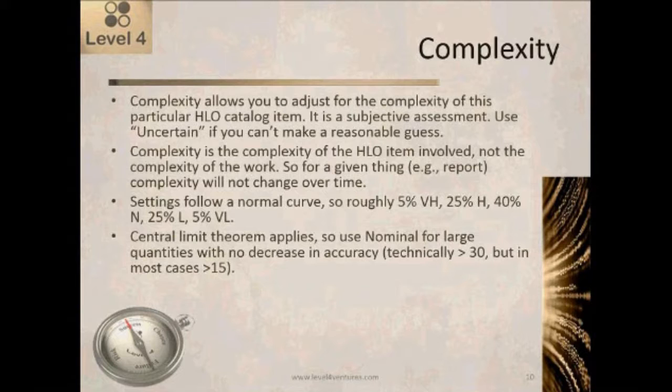Technically, the central limit theorem applies when we're dealing with more than 30 of something. So more than 30 pages, more than 30 reports, etc. So definitely if you're over 30, you're fine to just set everything to nominal and you won't lose any accuracy. But in most cases, in my own experience, if I'm dealing with more than 15, I'm probably not going to lose too much accuracy by setting it to nominal. So unless there's a strong reason to break it out, if I've got more than 15, I'm likely going to take the shortcut of setting everything to nominal.